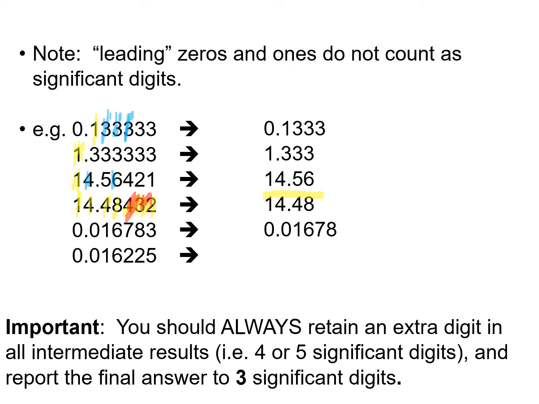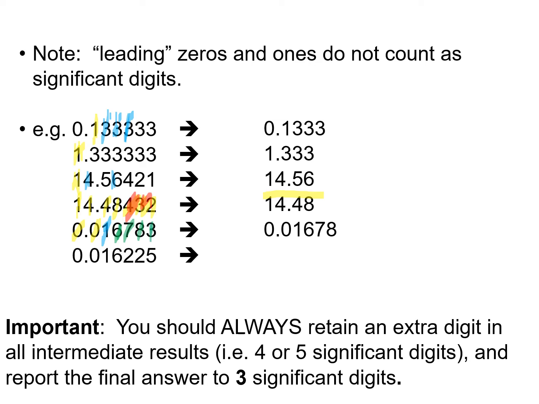It's going to say exactly the same because we have, get this, 2 leading zeros and 1 leading 1. So those don't count. All right. So we still need our 3, I'll try green. We still have our 3 significant digits here.